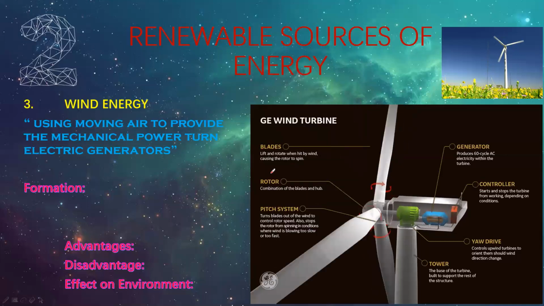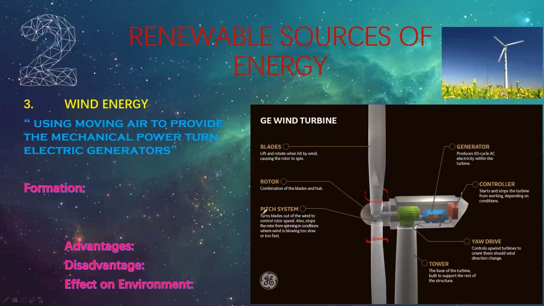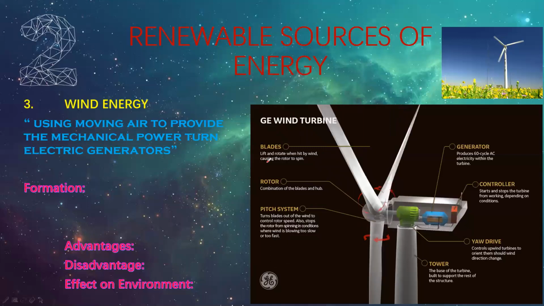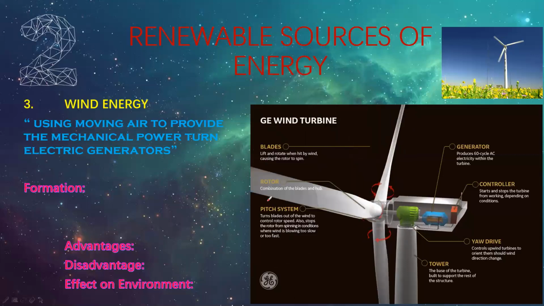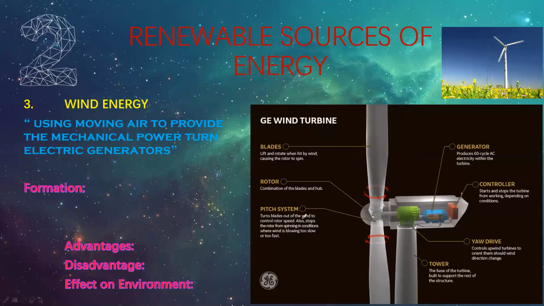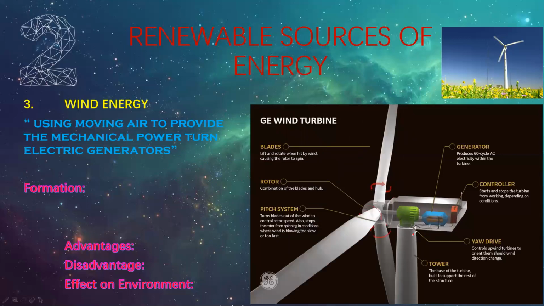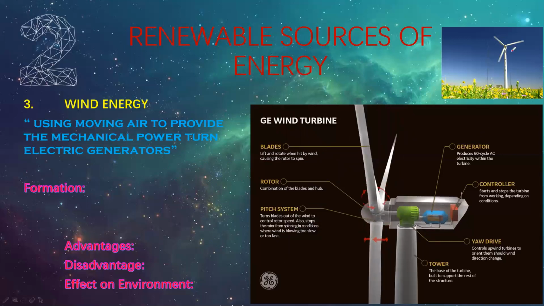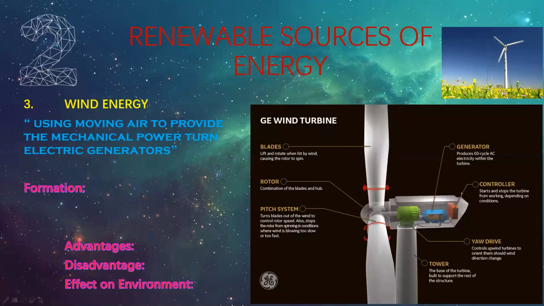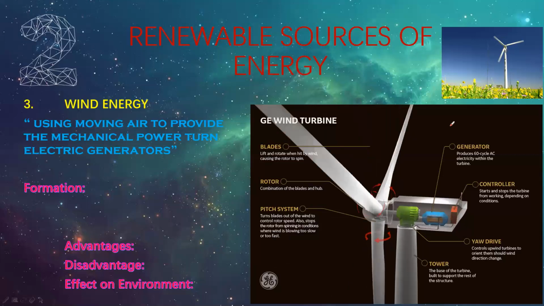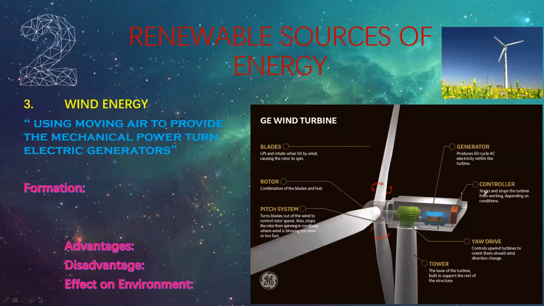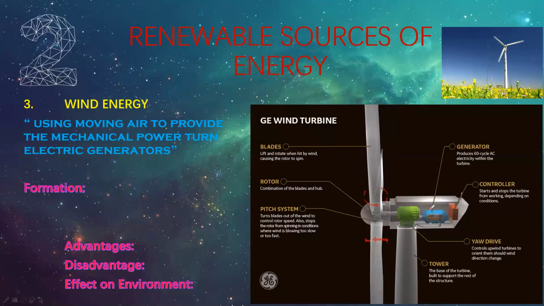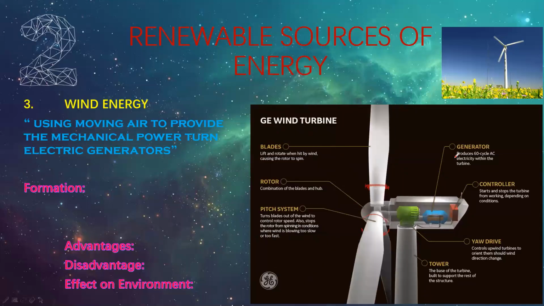See here the blades, the rotor part, and the system part. Each part performs its own job. For example, the blades rotate when hit by the wind, causing the rotor to spin. Here is the combination of the blades and hub. And here you see the tower, like that, right? It is there to get maximum use of the wind, right? And then you see these are the various parts, the controller part, and then this is the generator part, where the electricity is generated.